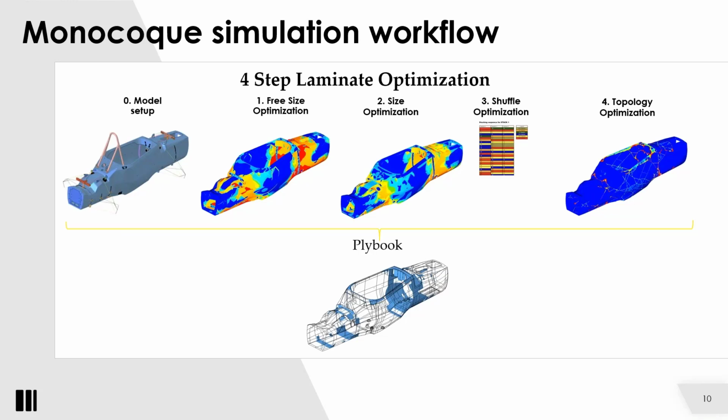Yes, as I said, there's basically 4 steps. First, you set up your model with all the forces and so on and so on. Then you do the free size optimization, then size, then shuffle, and the topology optimization. And in the end, you want to obtain a playbook.